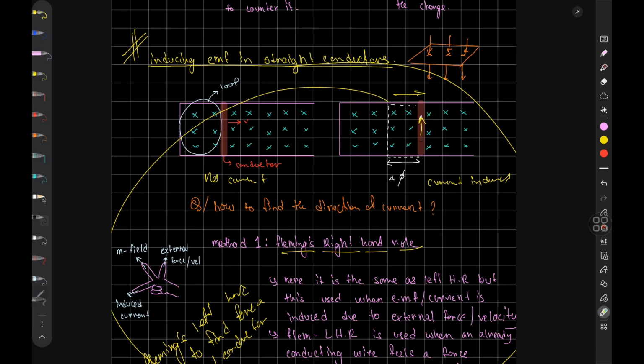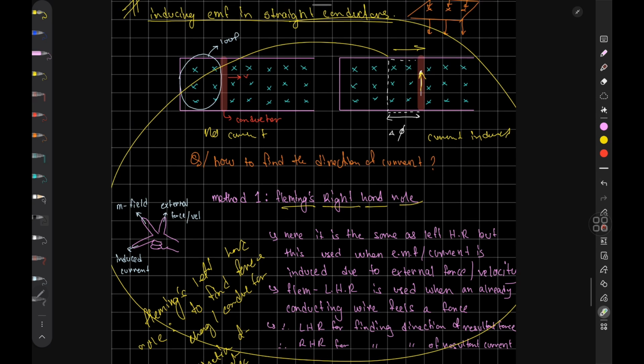So please be clear on when to use the left hand rule and when to use the right hand Fleming's rule. Let me make it even simpler for you guys. Whenever a current is induced, to find any of the three fingers, we use Fleming's right hand rule. Whenever there's a force acting on an already current carrying conductor, we use Fleming's left hand rule.